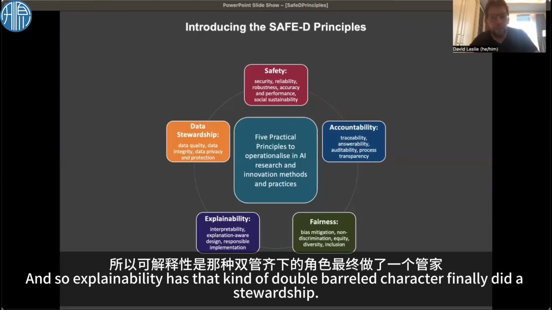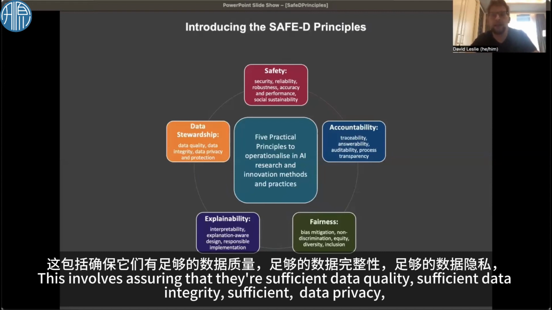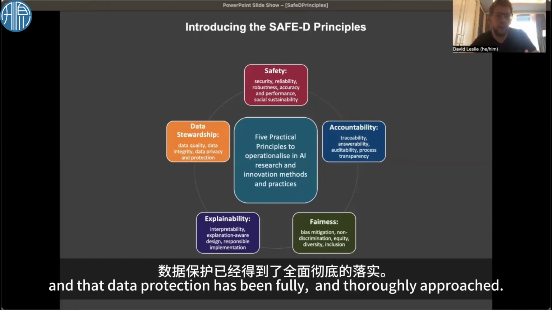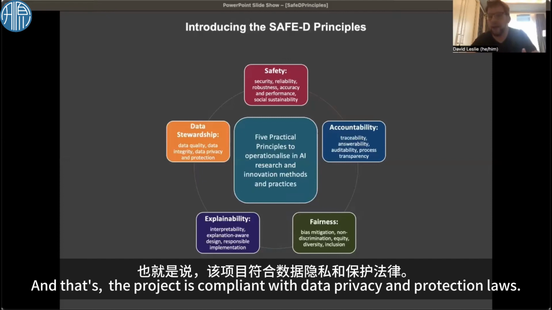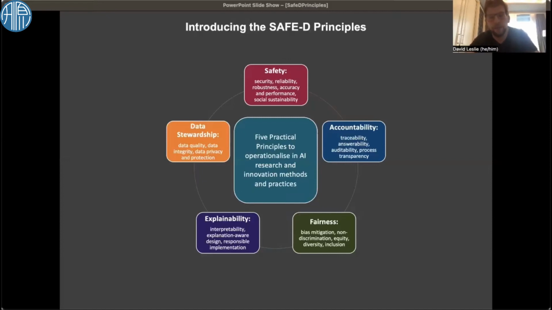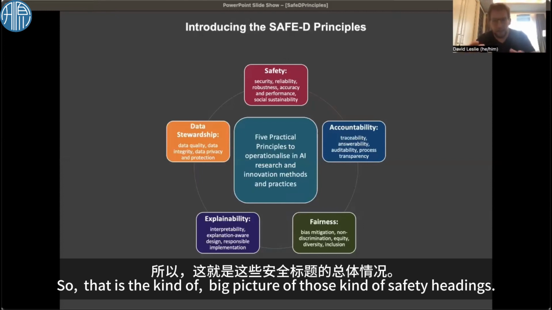Finally, data stewardship. This involves assuring that there's sufficient data quality, data integrity, and data privacy, that data protection has been fully and thoroughly approached, and that the project is compliant with data privacy and protection laws. So that is the big picture of those safety headings.